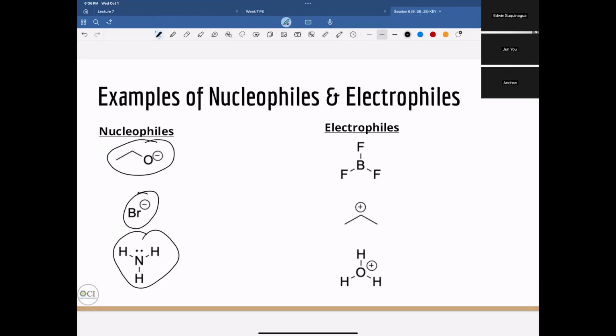On the examples of electrophiles, we see this boron. There are no lone pairs and no charge, but this boron can also form another bond, so it can take in more electrons, because boron can form four bonds as well. And this carbocation here, self-explanatory, has a positive charge, so it's going to be electrophilic. Same case with this hydronium ion. They're both positively charged. Any questions so far?